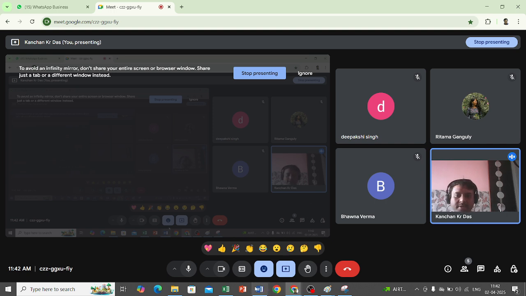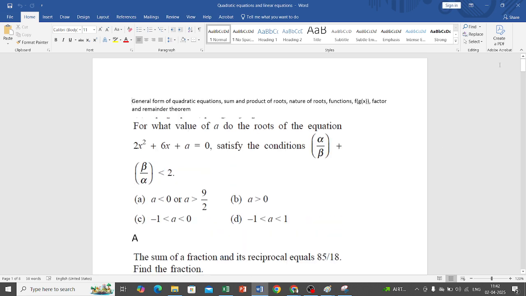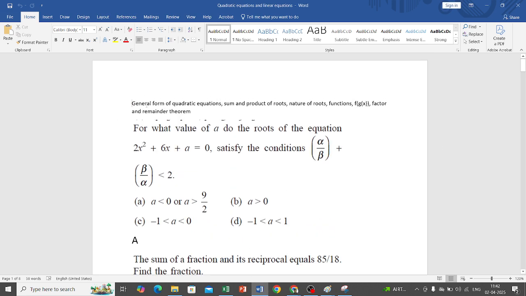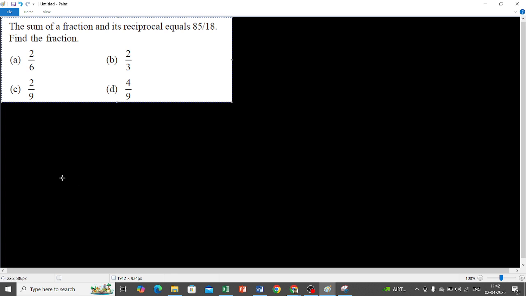See, I have written down also over here, at the top. General form of quadratic equation which I discussed today, sum and product of roots which I discussed and did a sum on that. Nature of roots, oh, nature of roots I have to explain, I totally forgot. Okay, don't do this sum now, let me explain to you the nature of roots.